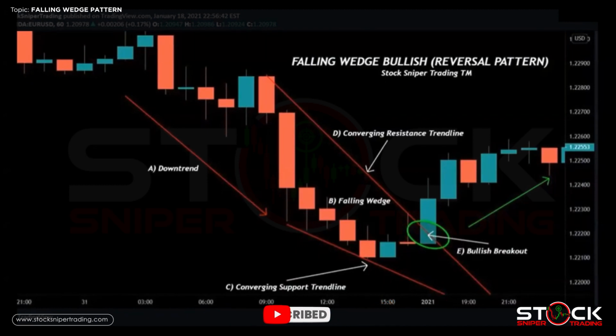converging trend lines. E, we see our bullish breakout on high bullish volume, and we completely reverse the downtrend to a new uptrend, and we continue this upward momentum as long as price action continues to make higher highs and higher lows.